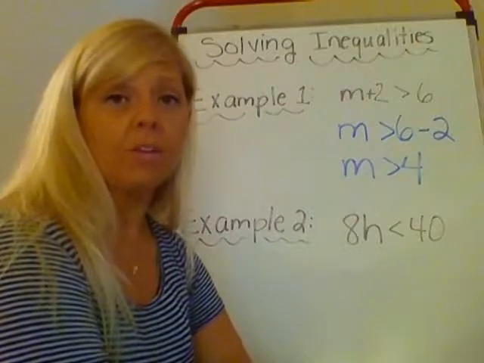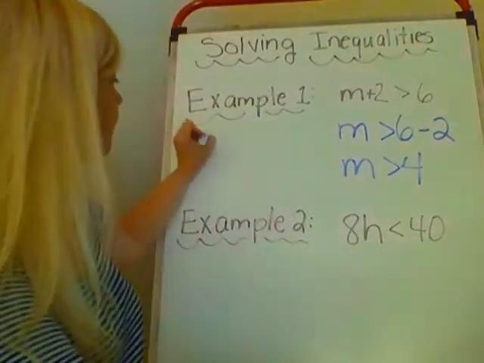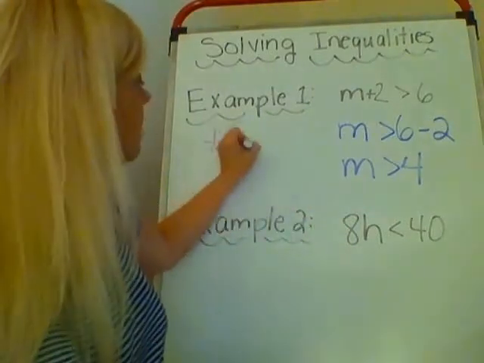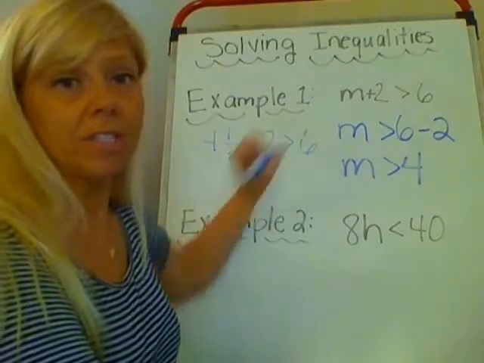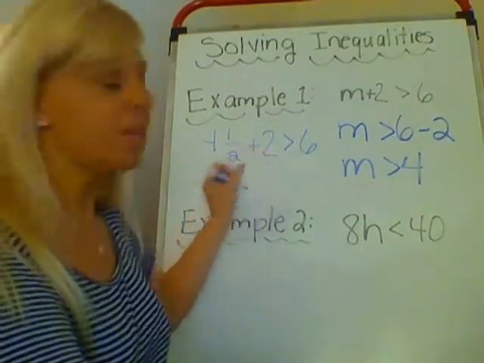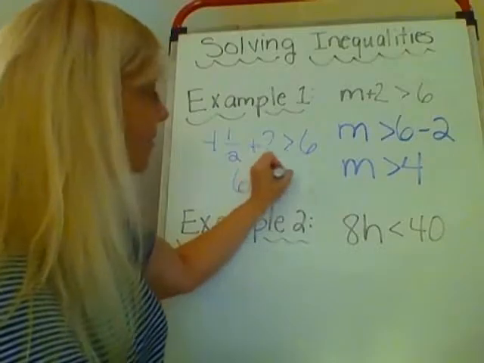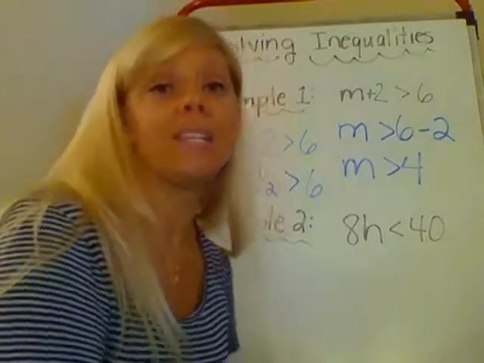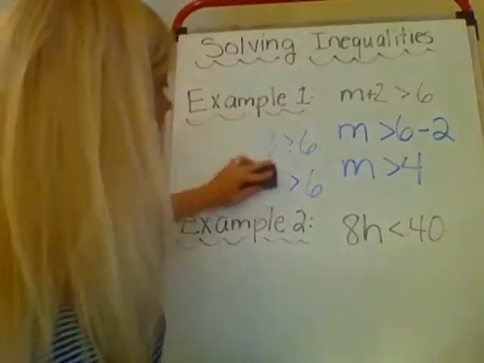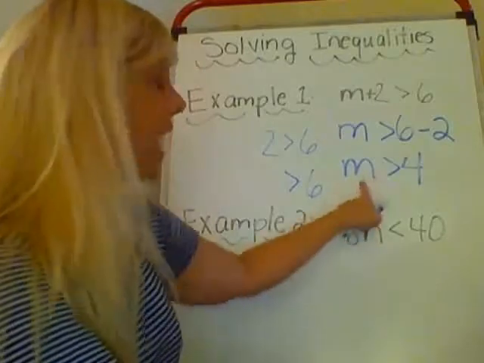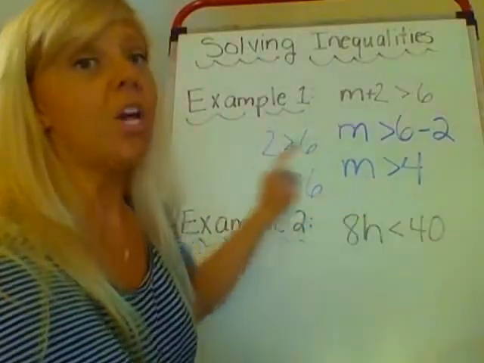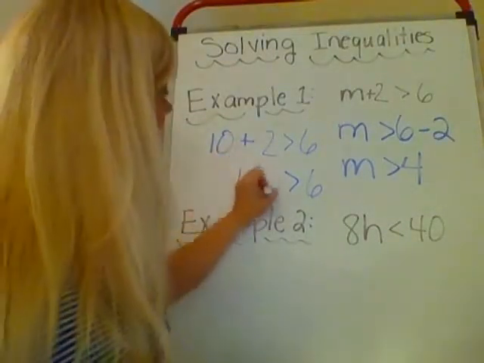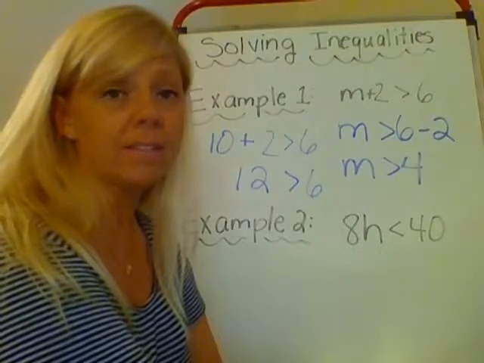So if I pick a number bigger than 4, let's say 4.5, I'm going to replace my variable, plus 2, that should be larger than 6. And if I do 4.5 plus 2, I end up getting 6.5, and that is bigger than 6. I can also pick another number that is greater than 4. So let's say I pick 10. 10 is bigger than 4. If I replace m with 10, 10 plus 2 is 12, and 12 is greater than 6.